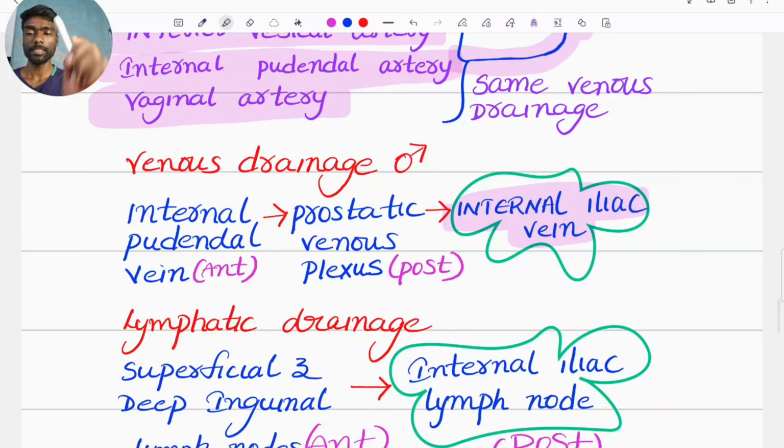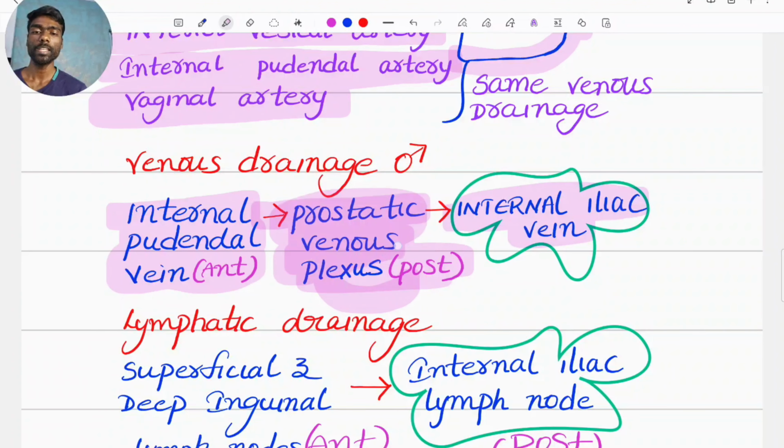Whereas in males, the internal pudendal vein drains the anterior part of the urethra, that is the distal part, and then it drains to the prostatic venous plexus. Here the posterior part of the urethra drains directly to the prostatic venous plexus. Finally, they both will drain into the internal iliac vein.